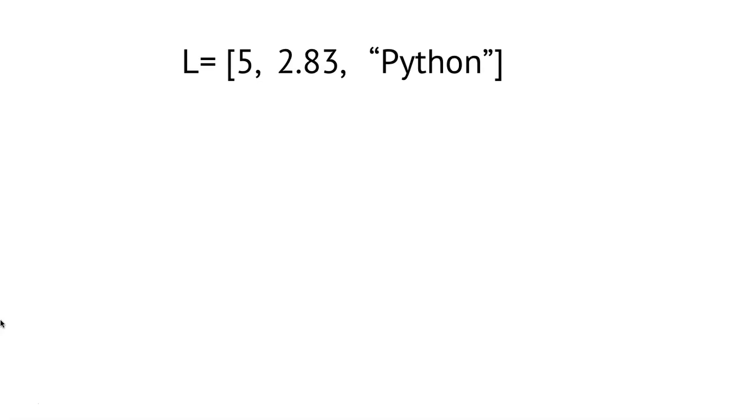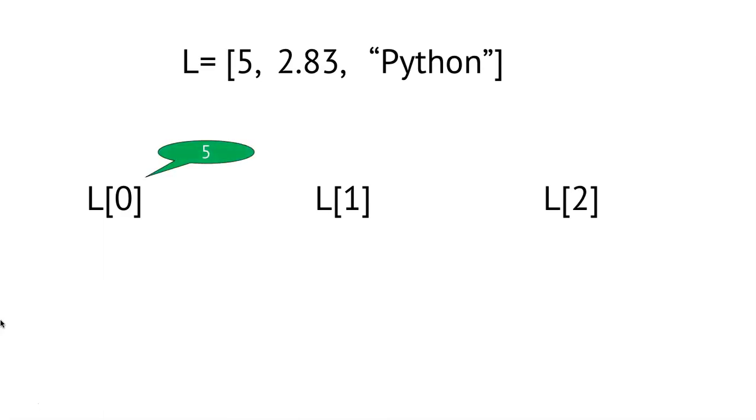Now we will see indexing in a list. Suppose we have a list of values 5, 2.83, and Python. So indexing can be L of 0, L of 1, and L of 2. L of 0 will return the value at index number 0, that is 5. L of 1 will give the value at index number 1, that is 2.83. L of 2 will return the value at index number 2, that is Python.